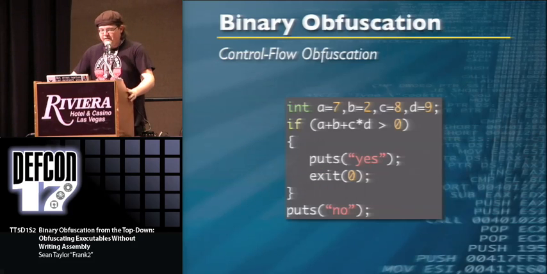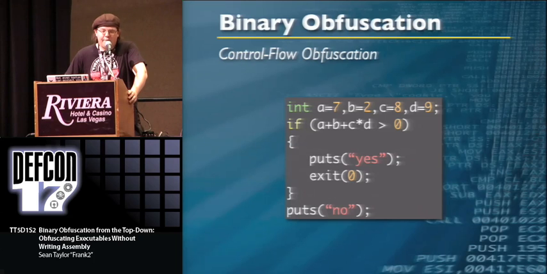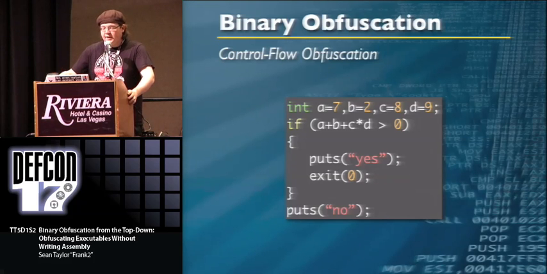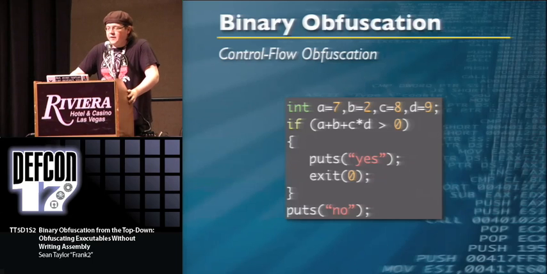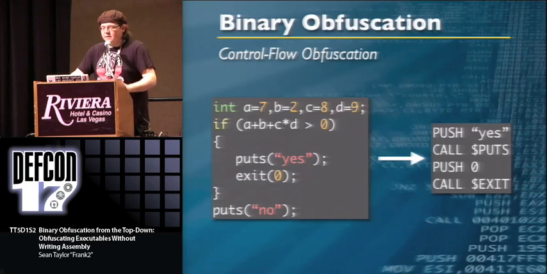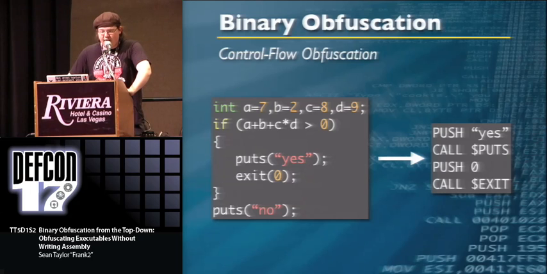So let's get an example going. Here we have A, B, C, D, and we're going to do a bunch of math in our if statement, and it's always going to be greater than 0. We know it's always going to print yes, but we don't want people to know that. But the compiler is wise to our tricks. It's going to know, because those variables are static at compile time, what those variables are, and it knows that that statement is always going to execute, and no is never going to execute.